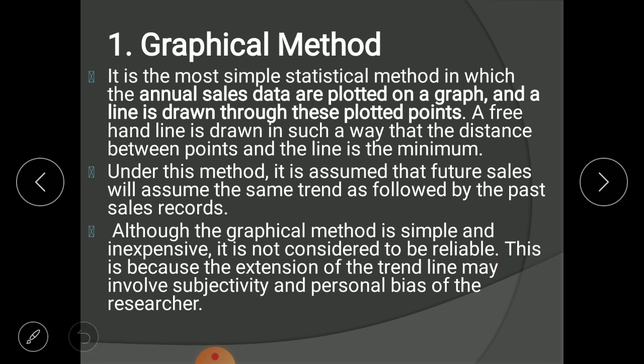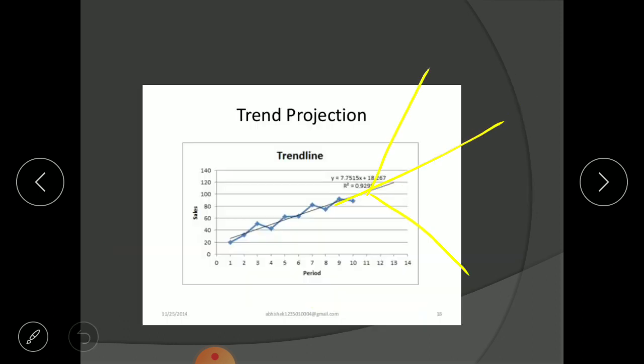This is because the extension of a trend line may involve subjectivity and personal bias of the researcher. Definitely. See what is written here: how to extend the line depends on subjectivity, on the person who is drawing the line. Say, for example, we have drawn the black line like this, then another researcher may draw the black line like this as well. So it will be the same manner, but there will be a difference in the figure. If you predict for the 11th year, then there will be 80 points of sales. Why?